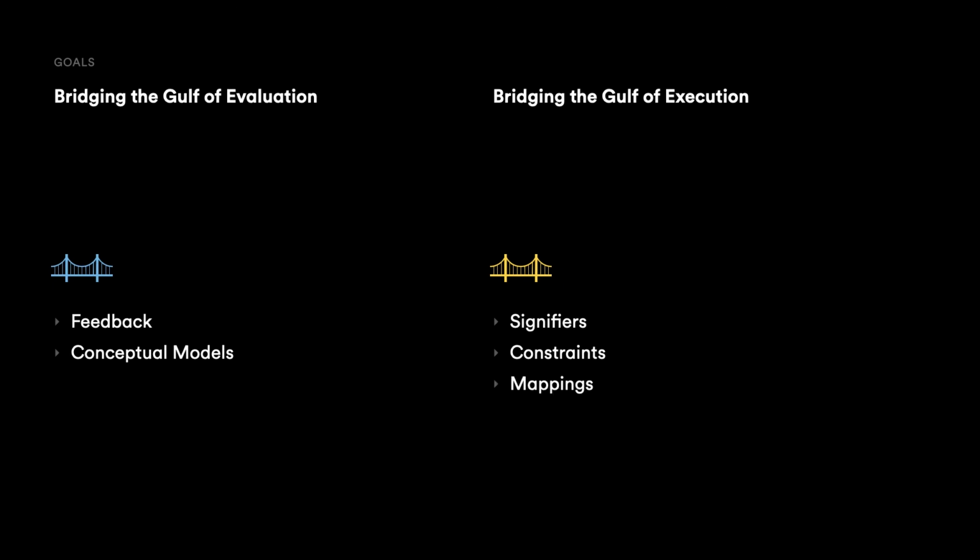Mappings. So mappings are relationships between elements of two sets of things. This concept is kind of taken from mathematics. But in design, good mappings make it really easy to determine the relationship between actions and results, between controls and the effects of those controls, and between the system state and what's currently visible on the screen for the user. So here's some examples.